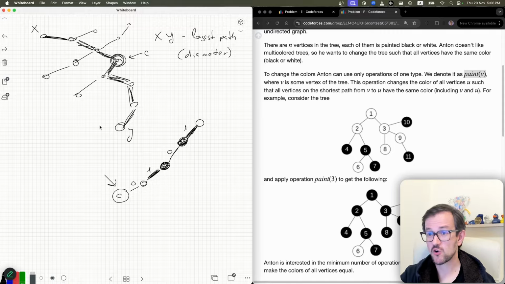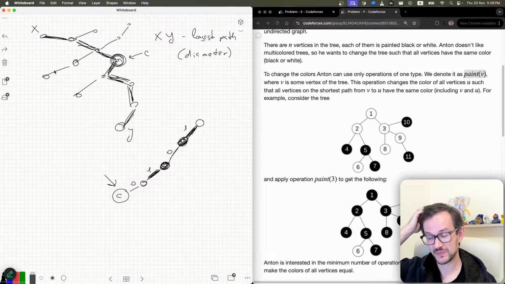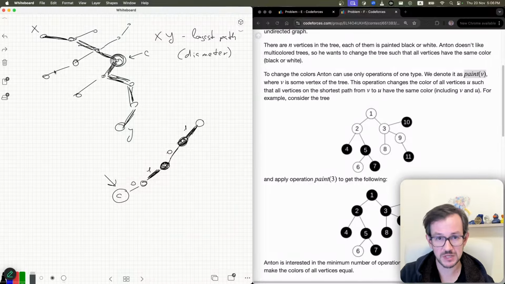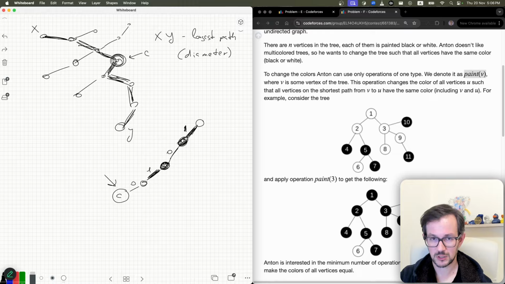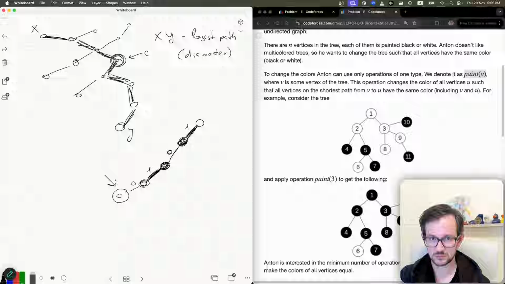Okay, hope it's a little bit more clear now. So again, the full solution looks like this. I will find the center of the diameter and will apply operations to the center of the diameter. The number of operations I need to apply equals the distance to the leaf. Distance to the leaf is measured like this. If I have an edge between vertices of different color, then the weight is 1. If I have an edge between vertices of the same color, the weight is 0.